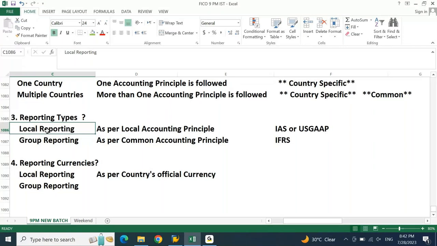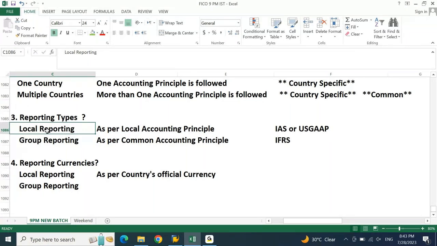Group reporting is nothing but if your company is operating along with US in some other countries, then you have to follow a common accounting principle in all the countries wherever you are operating. Because in every country, your accounting principle keeps changing. In India, you are following Indian accounting standards. In US, you are following US GAAP. So the Indian accounting standard and US accounting standards may not be the same. There may be slight variations.